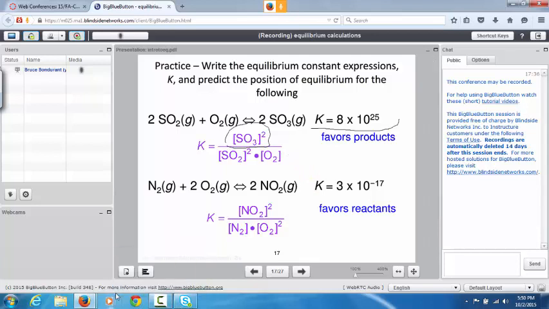And you can have other reactions that don't quite go so well. For example, N2 plus 2O2 gas going to 2NO2 makes the equilibrium constant, which is NO2 squared over N2 times O2 squared, 3 times 10 to the negative 17th, which means if you mix these together and they're in equilibrium, you'll have mostly N2 and O2 and very little NO2.